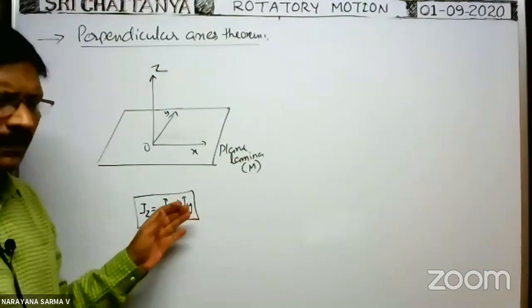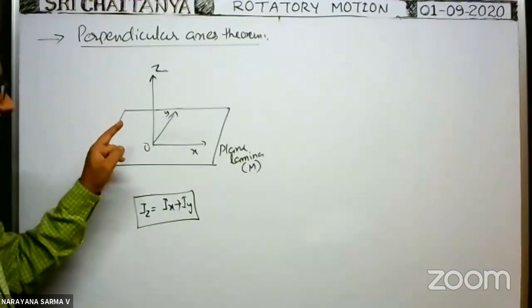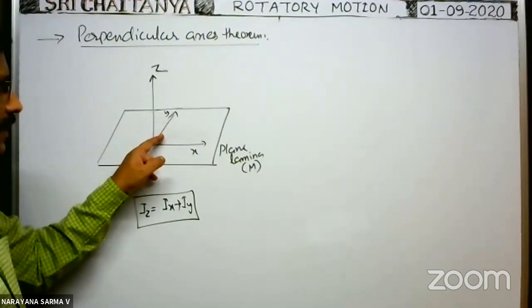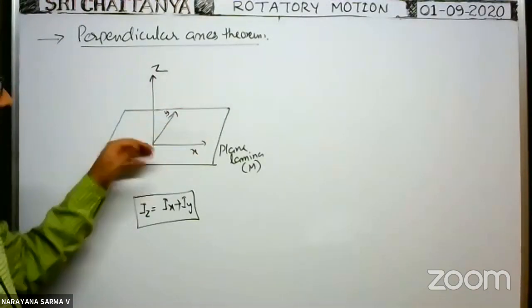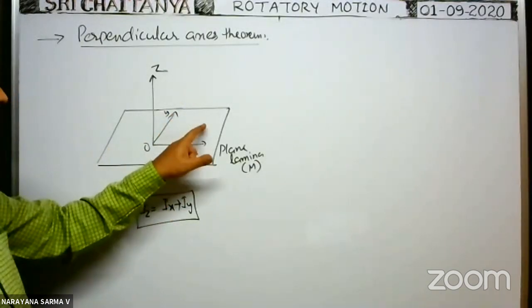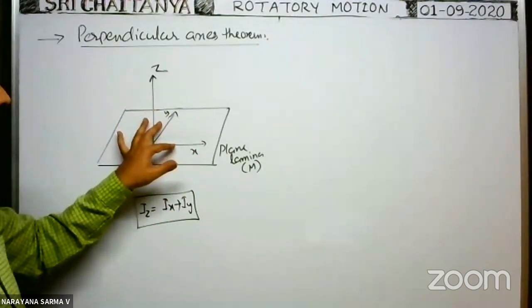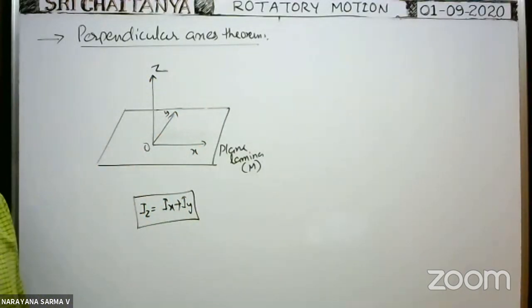So the moment of inertia of the plane lamina about an axis passing through the intersection of the two perpendicular axes lying within the plane of the lamina, perpendicular to the given plane, is equal to the sum of the moments of inertia of the same plane lamina about two perpendicular axes lying within the plane of the lamina. This is the statement of the perpendicular axis theorem.